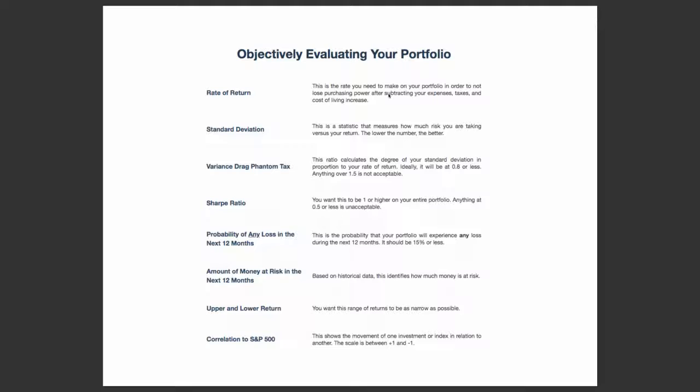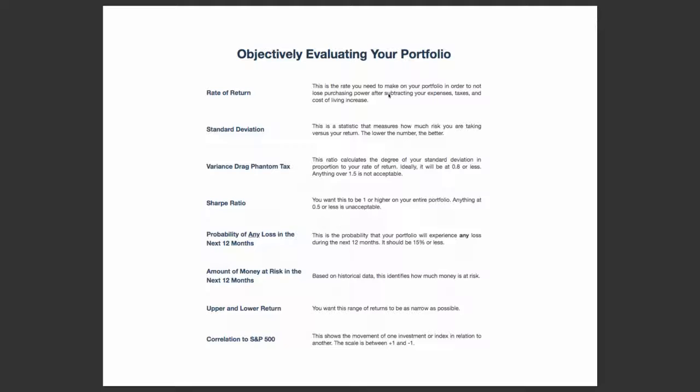Variance drag phantom tax is a statistic that takes care of that measure. All you really need to know in a portfolio is what is your VDPT, and you want it to be 0.8 or lower. If we do an analysis for you, and you'll see some portfolios in a moment that really express how important this is, and you find that your portfolio is 1.5 or higher, you need to change that portfolio immediately.